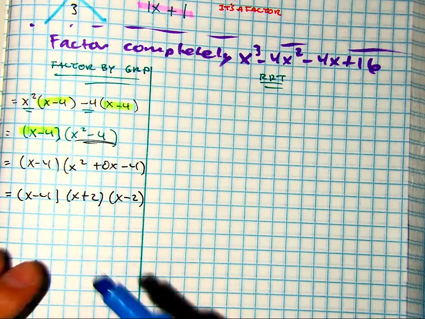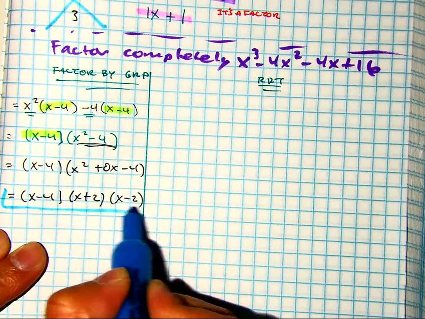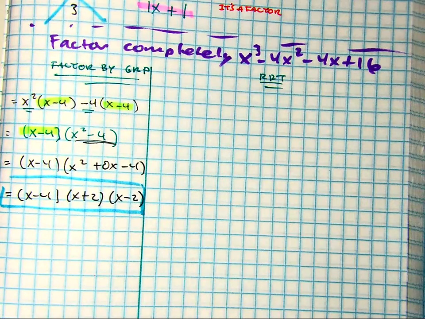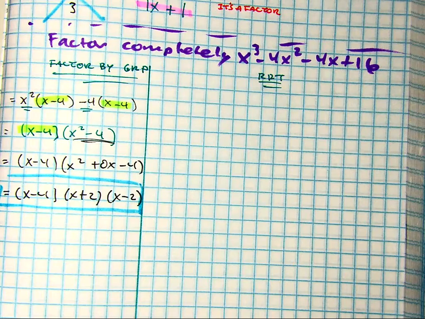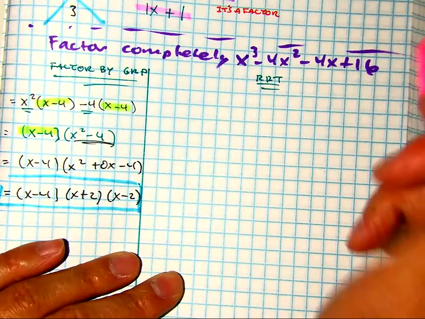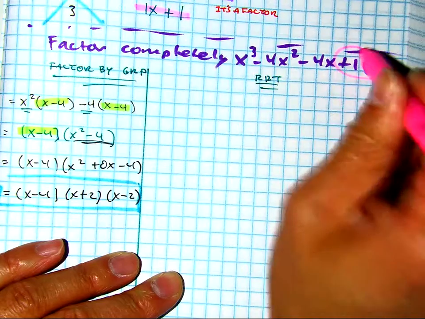Okay, let's say you don't know. You can have done this problem by factoring by grouping. Today's lesson is the rational roots theorem. So the first thing we need to do is figure out the last terms. What's the last term, class? 16.